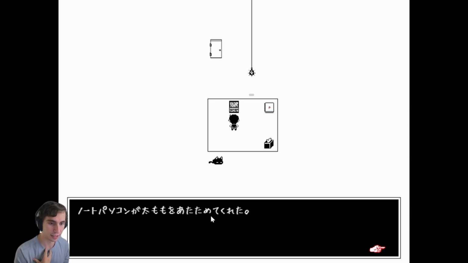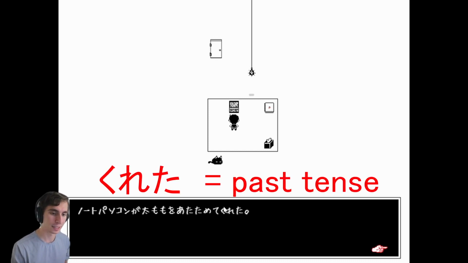atatamete kureta. There's a te form, so if you attach kuru, to give, with te form verb, you're giving them that action. So in this case, atatamete kureta. So atatame is to warm or warmth. So it's giving us warmth. And it's giving us warmth on our thigh, because I guess we have the laptop set on our thigh. So pasokon ga, the laptop is giving our thigh, again with that object marking particle, warmth. That gave us warmth. And it gave us ta.